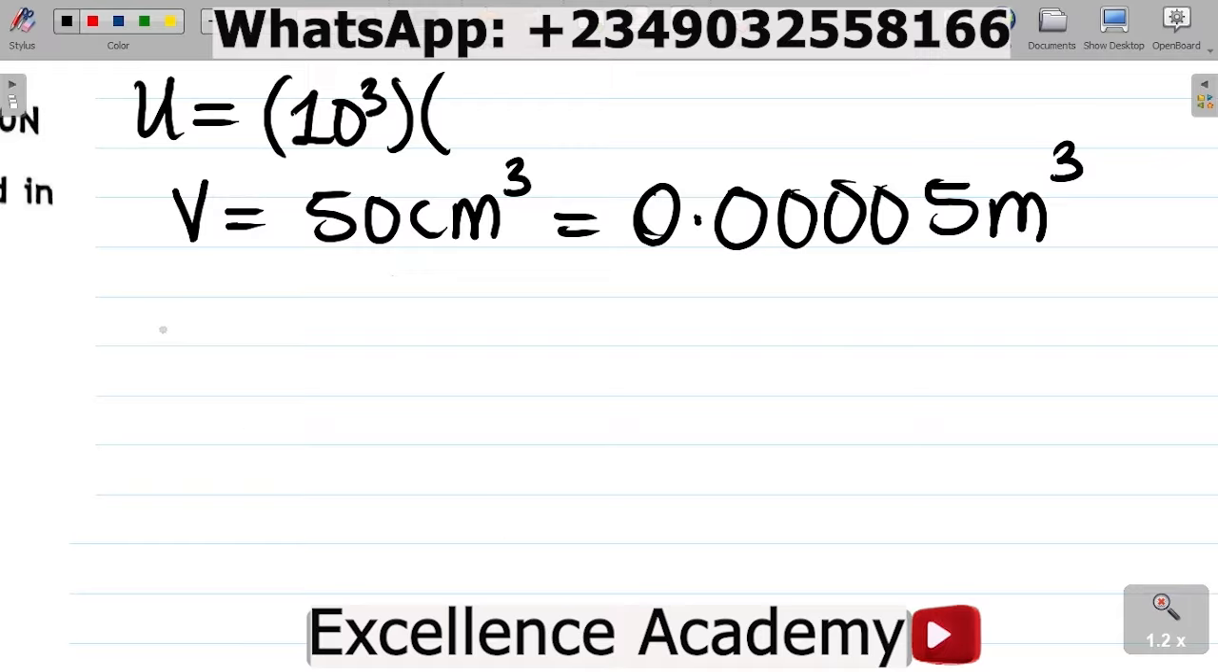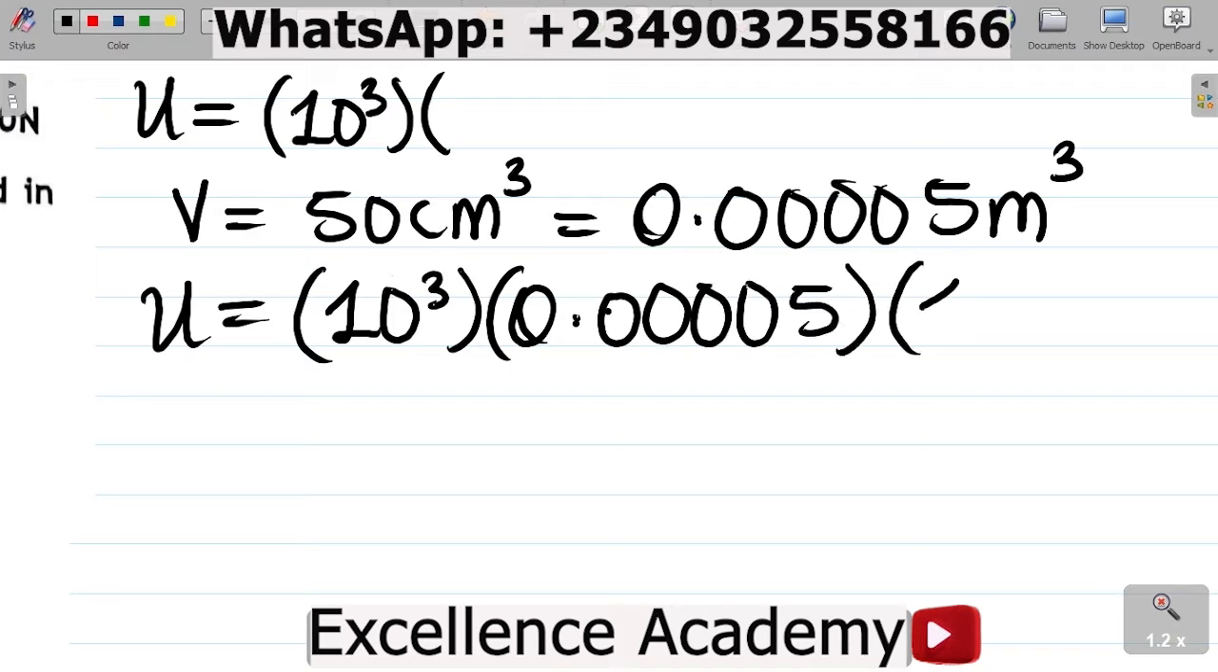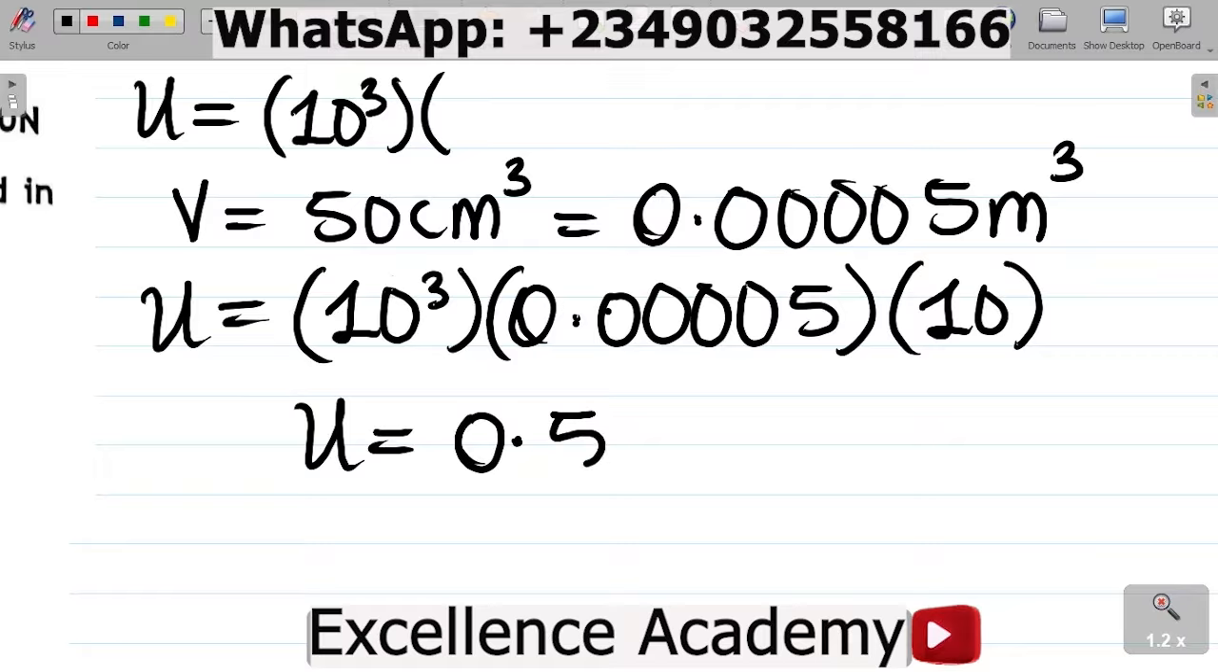In essence, the upthrust U is equal to density, 10 to the power 3, times volume, 0.12345, then times gravity. Gravity is 10, so you have this. All right, so upthrust U is equal to, I'll get my calculator, 10 to the power 3 multiplied by 0.12345, then times 10. If you do that, you have 0.5 as your answer.